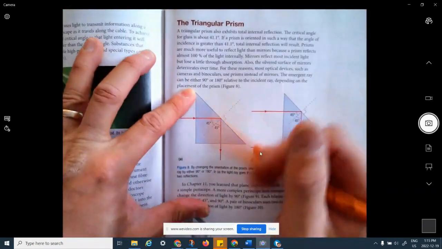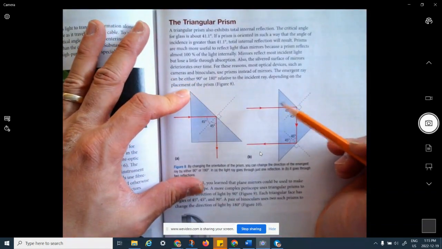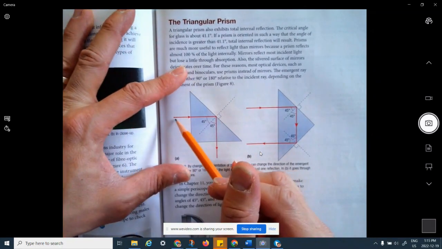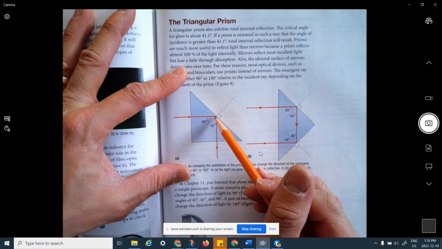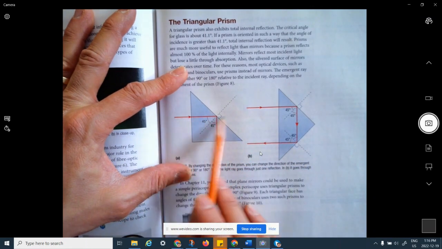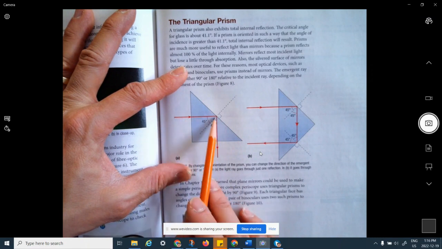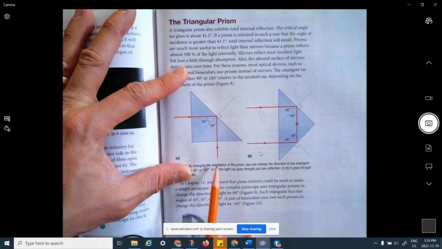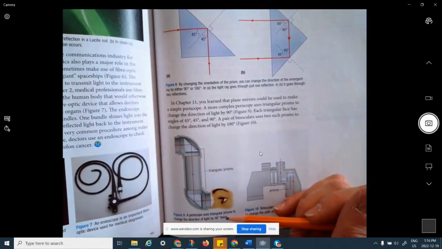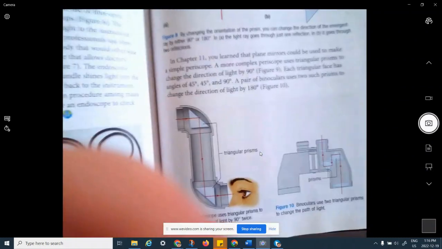The triangular prism here, we didn't really go into it explicitly, but essentially more light goes in, because the light goes in not at an angle, but in a straight line along the normal. So it will just refract. The practical uses of it will be something like a periscope.